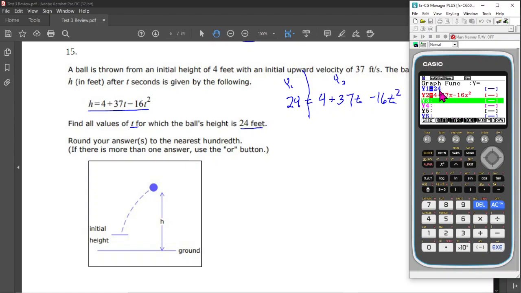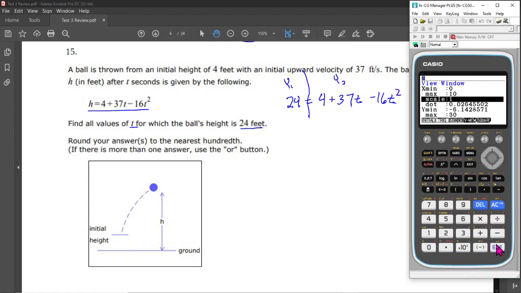Now, since I know the intersection is going to take place when y is 24, before I go to do all this stuff, let me go Shift V window. Notice that's what shows up. I'm going to make my y max, it's 15, but I know I need to be at least 24. Let's make it 30. And my x max, again, since this is a ball being thrown up, I'm going to assume time 0 is x, so I probably don't need to be negative time, right? Because it's a ball being thrown up. It's starting at 4 feet. Let's go with 10. I don't know.